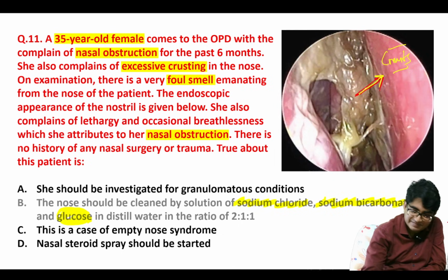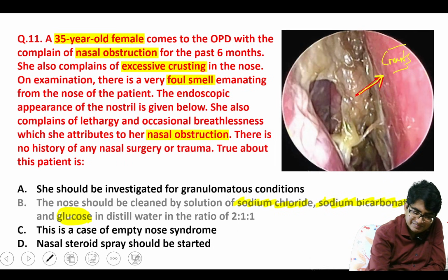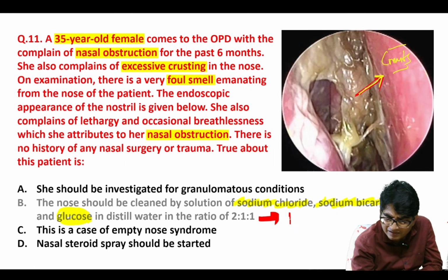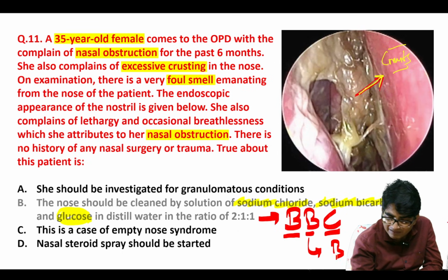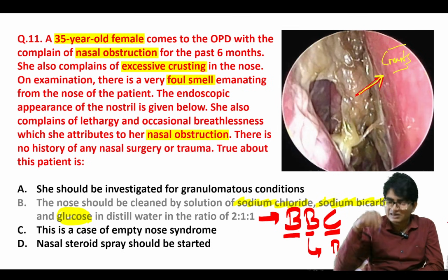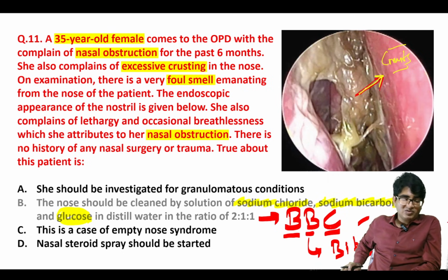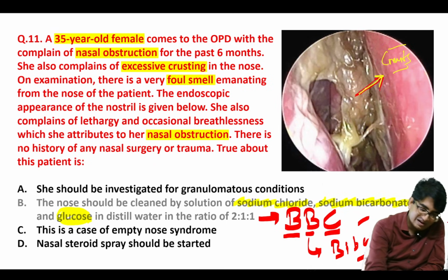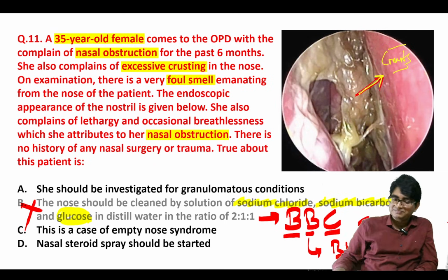Is it glucose? This should be BBC, not BGC, and this B is biborate. Correct, isn't it? So this is never ever going to be glucose in this alkaline nasal dosing. So this is a wrong option to deal with.